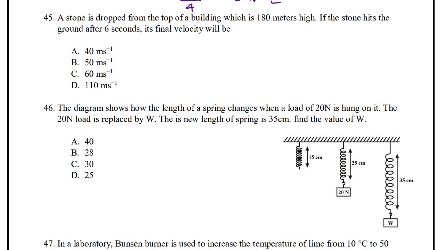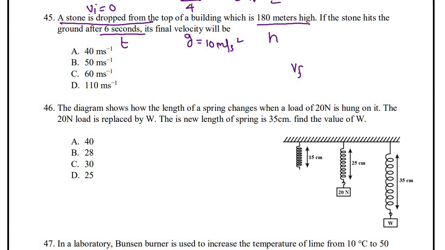A stone is dropped from the top of a building, which is 180 meters high. The stone hits the ground after 6 seconds. So this is the time, and we have to find the final velocity. So the stone is dropped, which means that its initial velocity is 0. In this question, g will be equal to 10 meters per second squared.